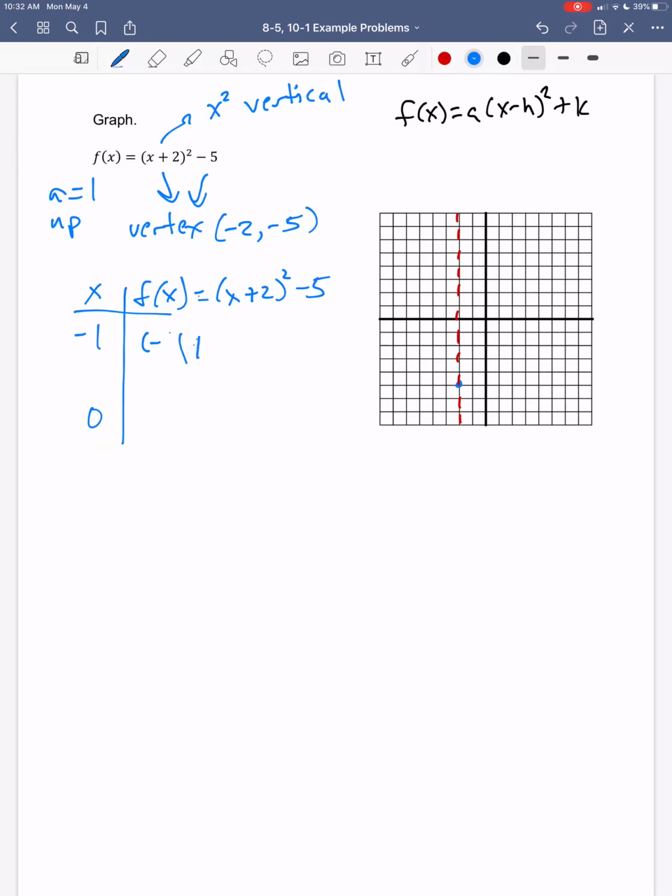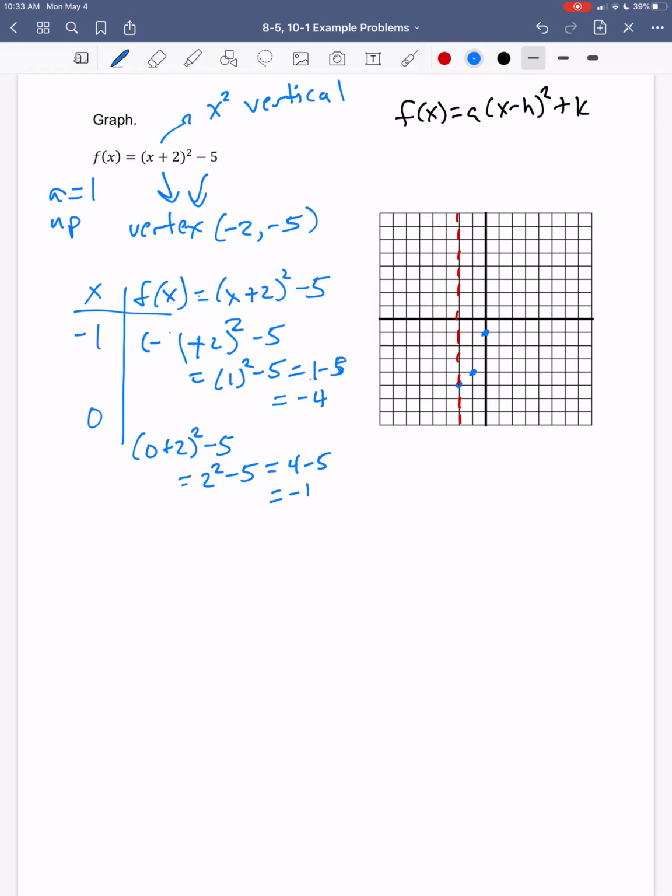So I get negative 1 plus 2 quantity squared minus 5. So negative 1 plus 2, that would give me 1 squared minus 5, which would be 1 minus 5, which is negative 4. That didn't write very well that time. So negative 1, negative 4, that would be here. And then I plug in 0. And I get negative 1.